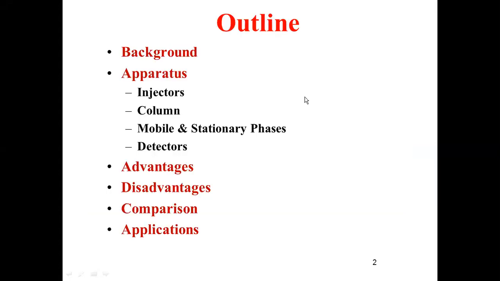The supercritical fluids are more popularly used as mobile phases for the separation of a variety of compounds. So in today's class, let us discuss the background of this supercritical fluid chromatography and instrumental aspects such as injectors, column, mobile and stationary phases, detectors, especially used in supercritical fluid chromatograph. Let us discuss one by one.